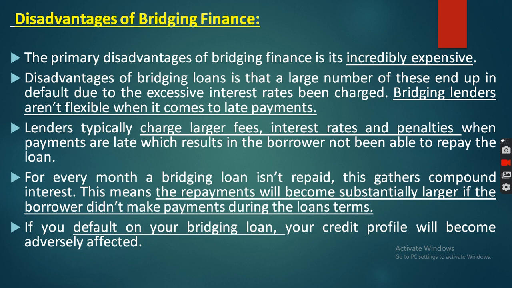Every month the bridging loan isn't repaid, clear. When you do not pay regularly, the interest becomes a larger amount. So you are not able to make payments, and if you become a defaulter, if you do not pay regular interest, clear. And if you become a defaulter, then it will definitely affect your credit worthiness and your reputation in the market. Your reputation will decrease. Your credit profile will degrade, clear. So it will negatively affect your credit worthiness and reputation in the market.